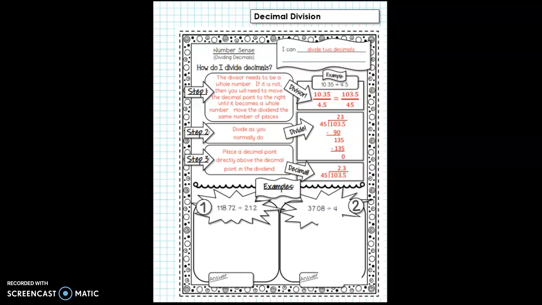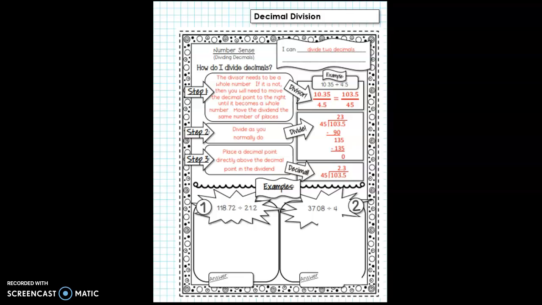You can check this by estimating and saying, well, 45 times 2 is about 90. So that answer would make sense. Try the next two examples by pausing the video, work through the problems, and then play the video to check your answers.